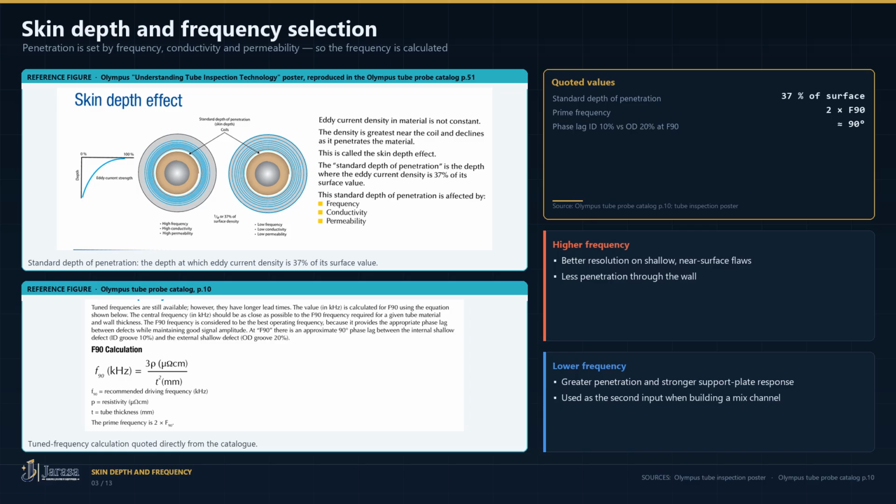The catalog states it directly: F90 equals 3 times resistivity in micro-ohm centimeters, divided by wall thickness in millimeters squared. At F90 there is about 90 degrees of phase lag between a 10% internal groove and a 20% external groove, and the prime frequency is twice F90.